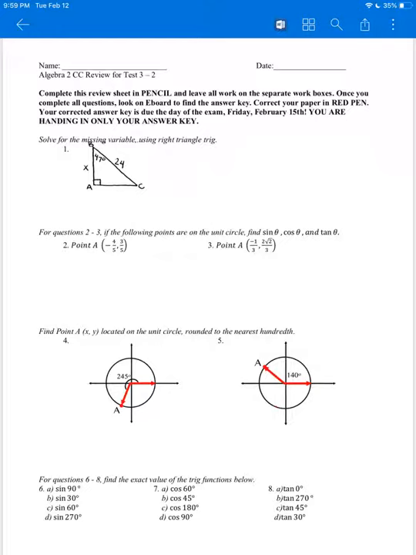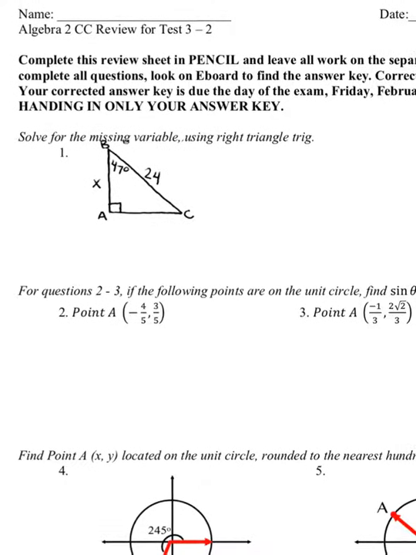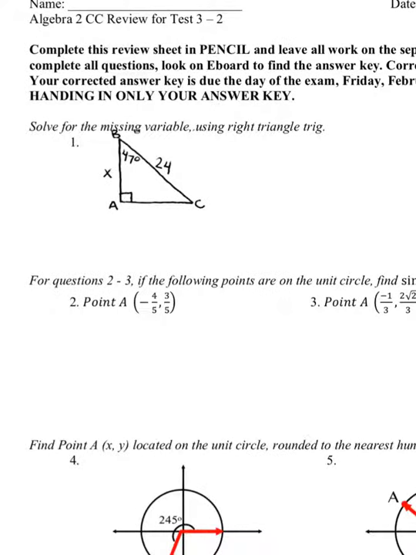This is actually what you guys did in geometry. We didn't spend a lot of time doing this. But right triangle trig, that's SOHCAHTOA. So here, if this is my angle, this 47 degrees, 24 is the hypotenuse, X is adjacent. So in SOHCAHTOA, the two that use A and H is the cosine. So you have cosine of the angle, which is 47 degrees, is equal to adjacent over hypotenuse.